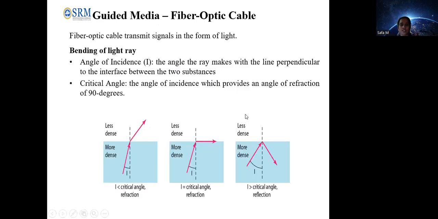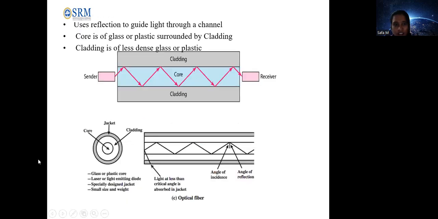Next one, fiber optic cables. For fiber optics, we need to consider the angle of incidence. The ray makes a line perpendicular to the interface between two substances. The angle of incidence that provides an angle of refraction of 90 degrees is the critical angle. We need to see refraction and reflection. Based upon these laws, we use reflection to guide the light through the channel. It has a core of glass or plastic surrounded by cladding, and the cladding is less dense than the core, so the light reflects again and again and reaches the destination properly.